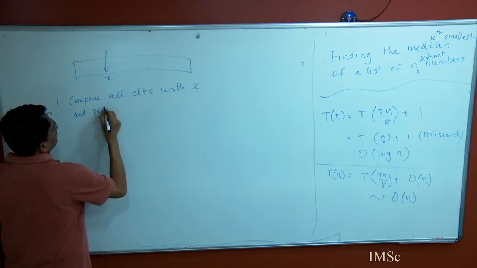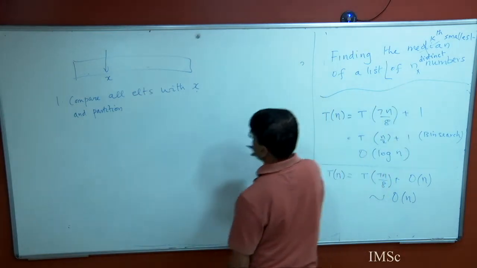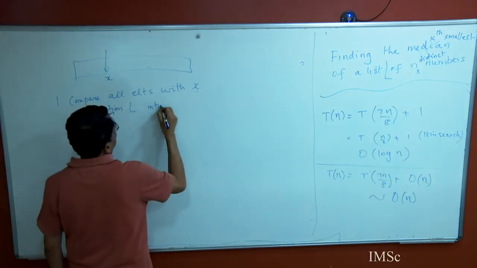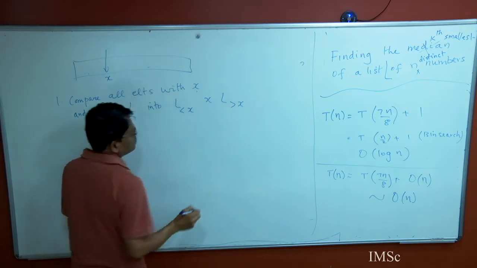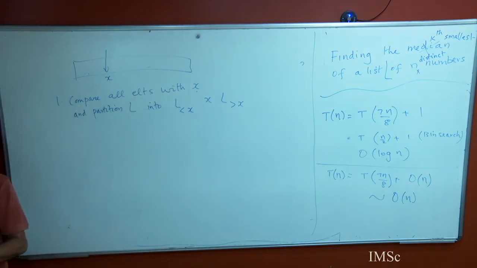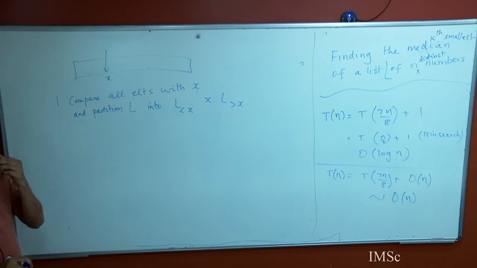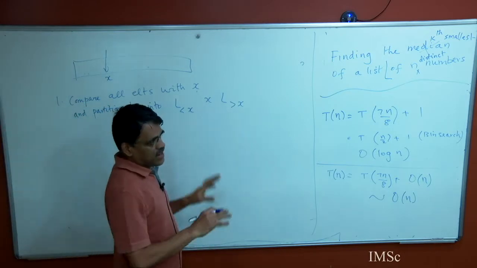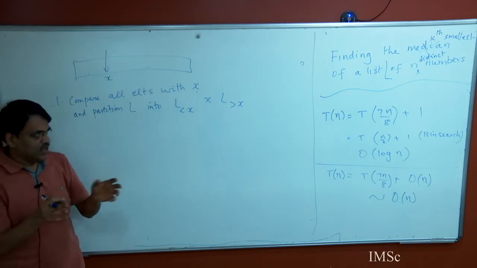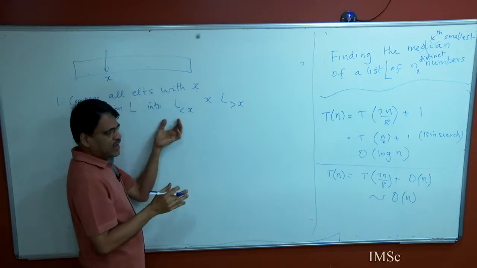And partition my list L into L less than x, x, and L greater than x. I picked some arbitrary element and compared every element with that. How much time have I spent? Linear time, n minus 1 comparisons. And then I look at how many are less than x, how many are greater than x. I can count these numbers and then just partition. Within each part, I am not doing any comparisons. I am not keeping it in any particular order. I just do this partitioning.